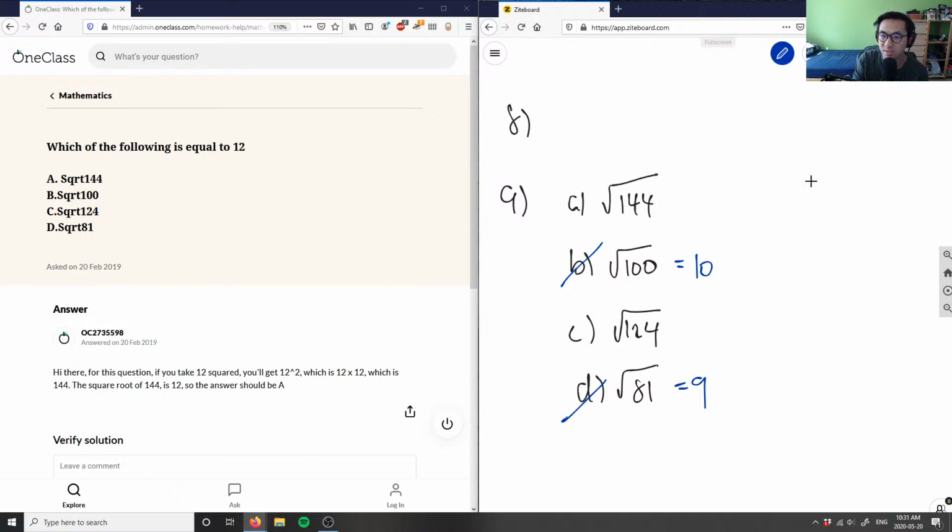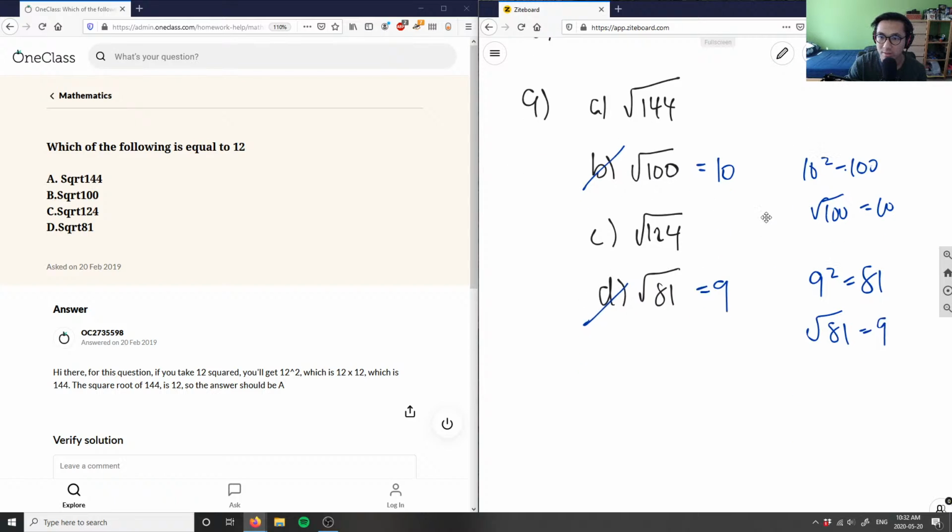And the reason why I know this is because 10 squared equals 100. So therefore, the square root of 100 is going to equal 10. And 9 squared equals 81. So therefore, the square root of 81 will equal 9 here. So I know these guys right off the bat. So I can say B and C are wrong. So it's between A and D here. So let's work this out.